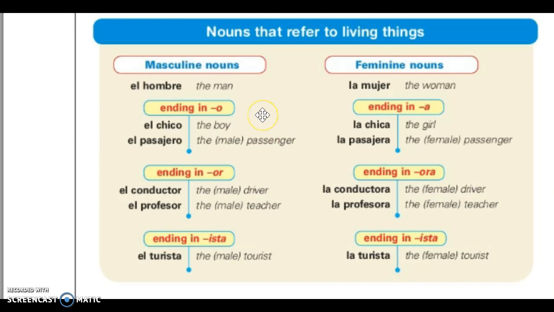Moving back here, examples of nouns ending in o could be el chico, el pasajero. Nouns ending in or are el conductor and el profesor. And whenever a noun ends in a, you know most of the time, not always, it is a girl. So, la chica, la pasajera, la conductora, la profesora.